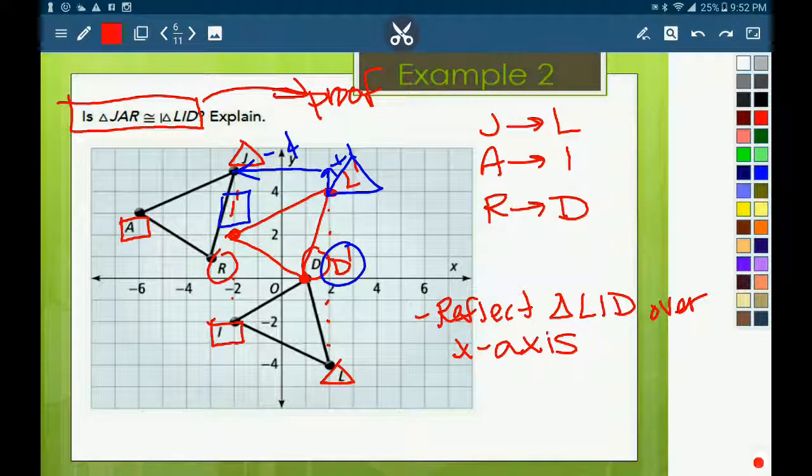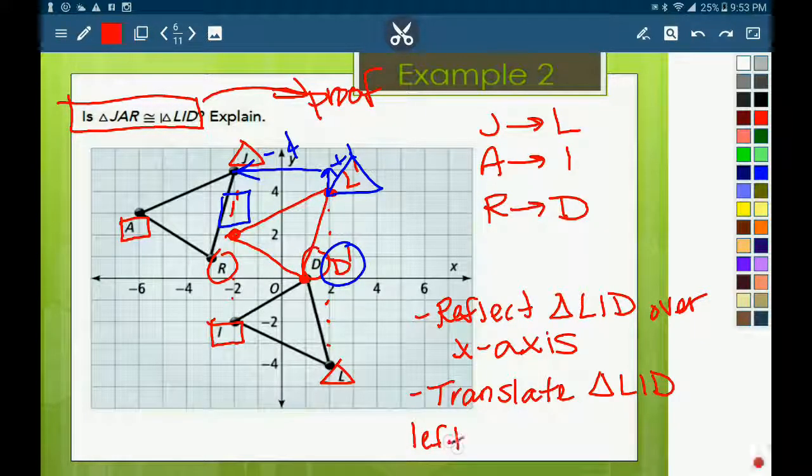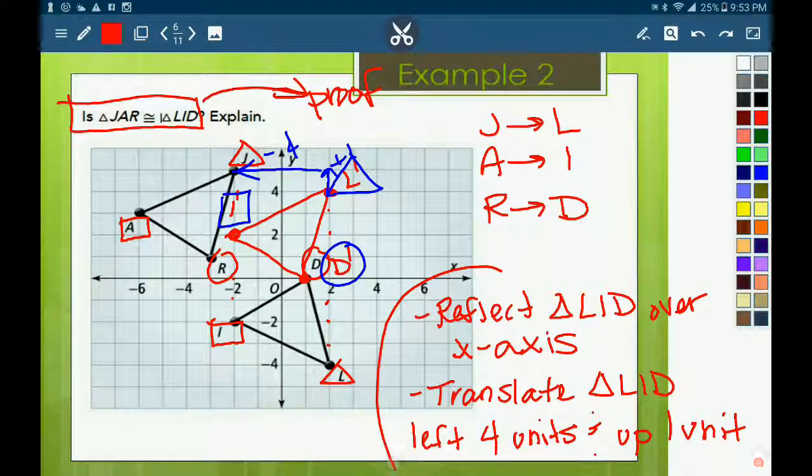Okay, so my second movement will be to translate. Translation, or I should use the word translate, that would sound better. Translate triangle LID left 4 and up 1. Okay, there's our proof as to why the two triangles are congruent to each other.